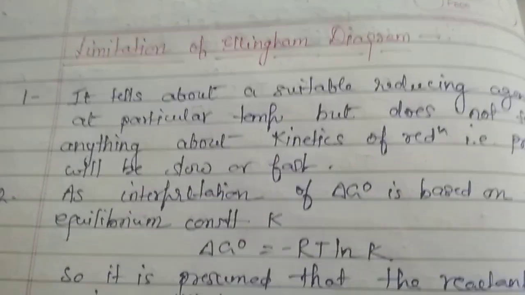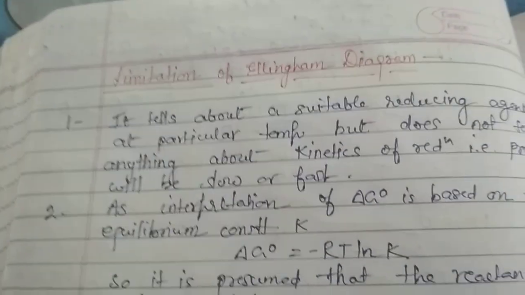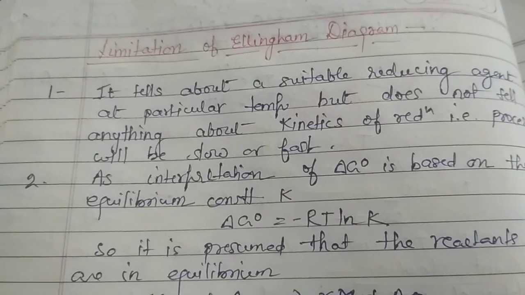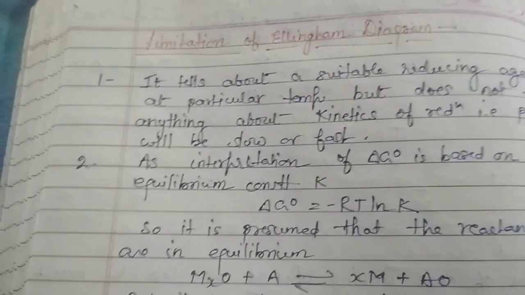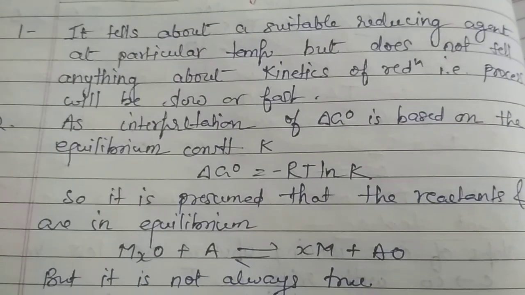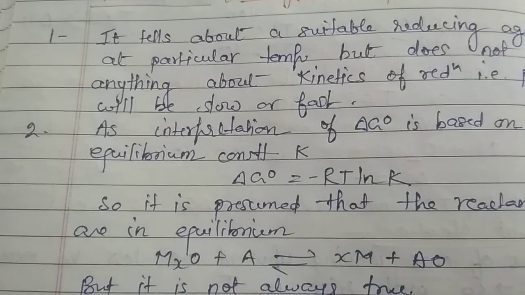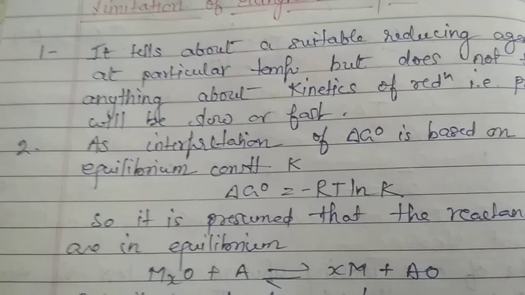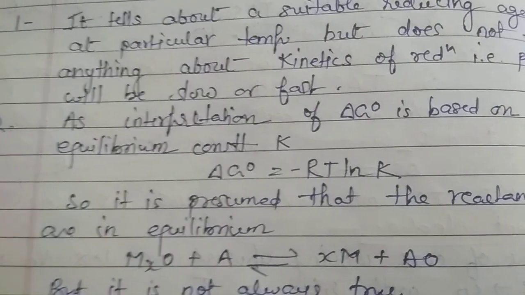Now let's see what the limitations of the Ellingham diagram are. The first limitation is that with the help of the Ellingham diagram we are able to choose a suitable reducing agent for a metal oxide at a particular temperature. But we can't tell the kinetics of the reduction process. It is not able to tell us the rate of reaction, whether the reaction will be slow or fast. You would not be able to tell how fast the reaction is.